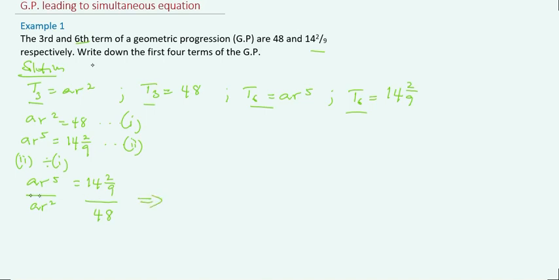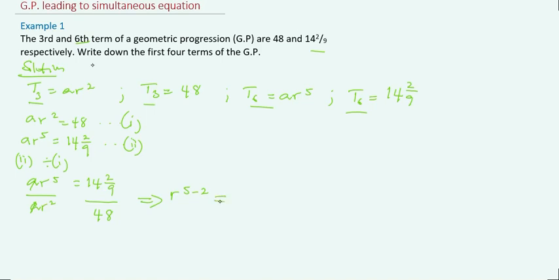Now we continue our work like this. This one we cancel this. This is r in 5 places, this r in 2 places. It will cancel r in 2 places. So by indices we have r equals 5 minus 2, because there's division between them. We apply one of the laws of indices.